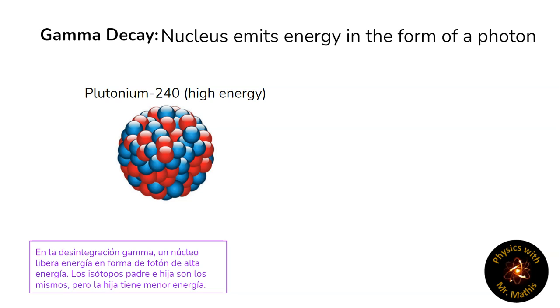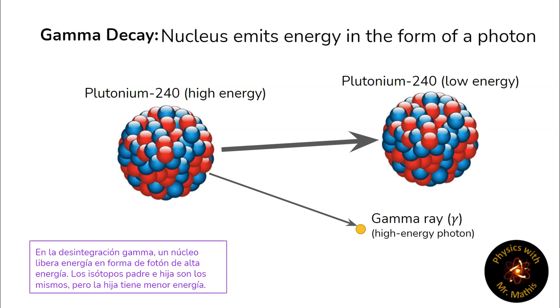Gamma decay is when a nucleus gives off some energy in the form of a photon. Our example has a plutonium-240 nucleus that's in a very high energy state, and it gives off a high energy photon called a gamma ray. After it does that, it's still plutonium-240, but at a lower energy state.